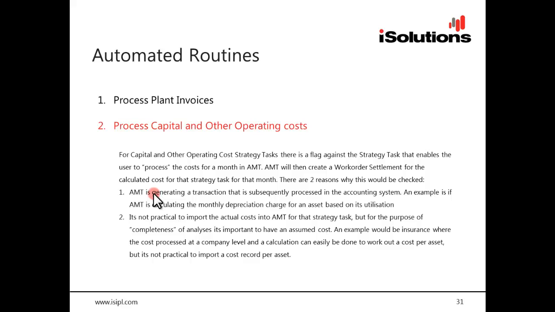So there are 2 reasons why you would do this. The one is you actually want AMT to be the system that is generating the transaction. So AMT can be your asset register. It can generate your depreciation each month, whether it's on a fixed monthly basis that you're doing your depreciation, or if your depreciation is a rate per hour, engine hour, say. AMT can look at the hours in the month, look at what your depreciation rate is, calculate your depreciation charge, and generate a work order as the cost record in AMT for that depreciation.